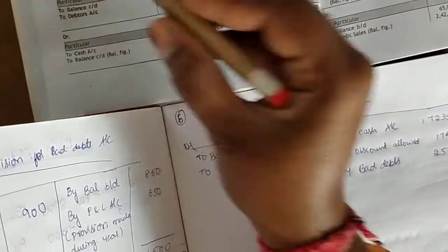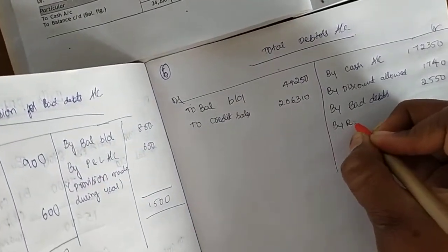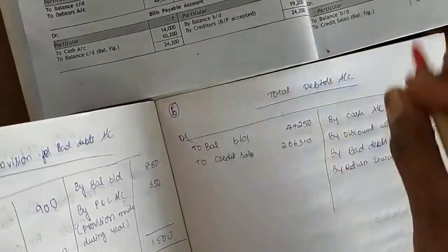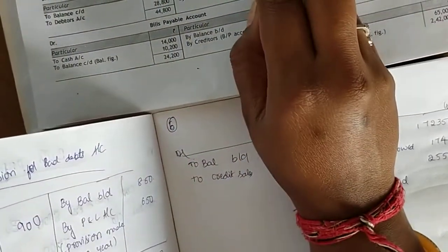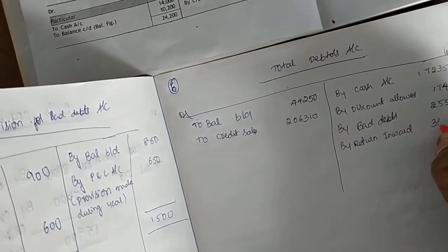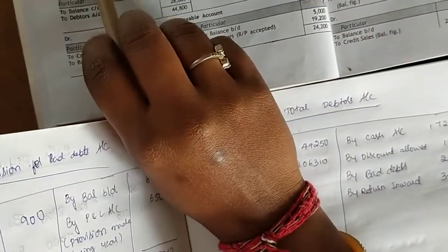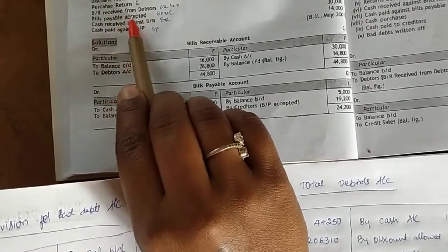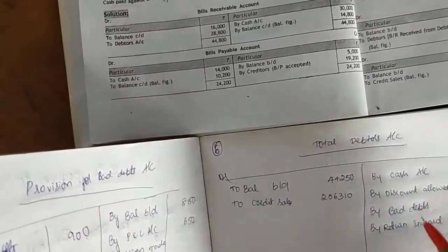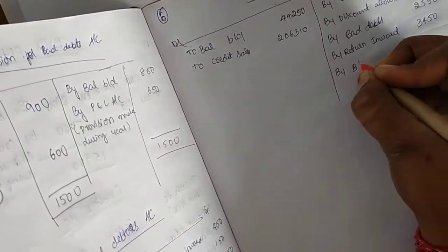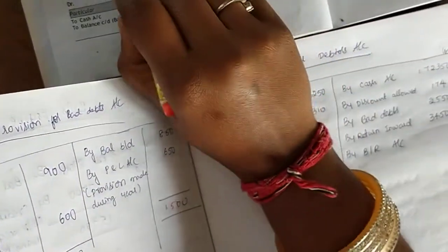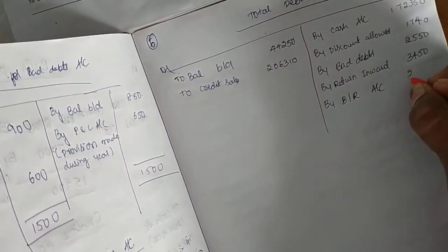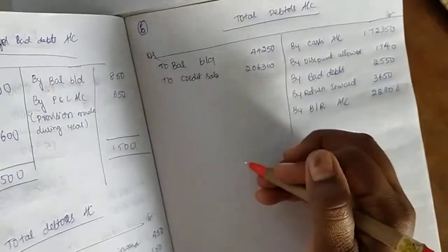Return from customer, return inwards. By return inward we can write, or else return from customer we can write. Amount is 3,450. Next is credit side. So here bills receivable, receipt from debtors account. So here by bills receivable account we have to write from the debtors, amount is 28,800. So that's it, we have to balance this.